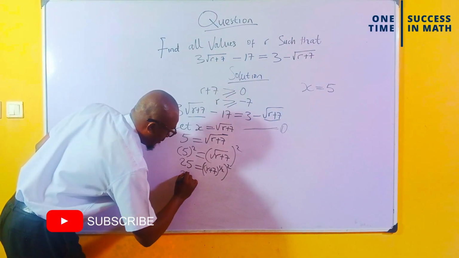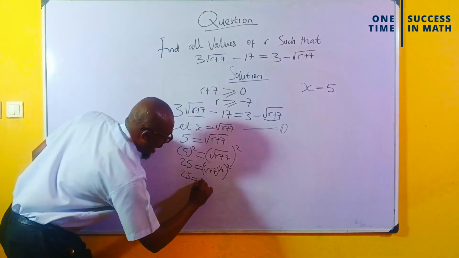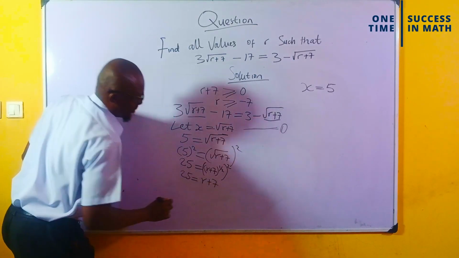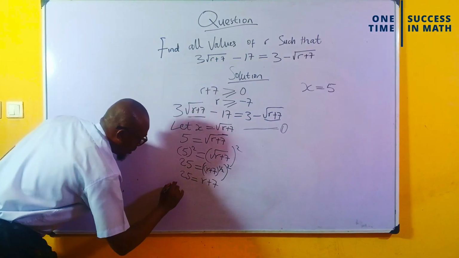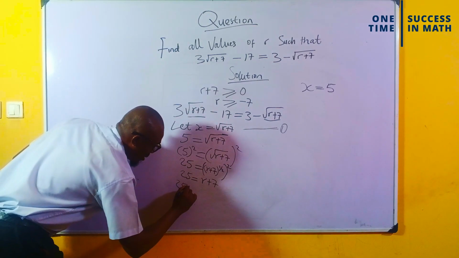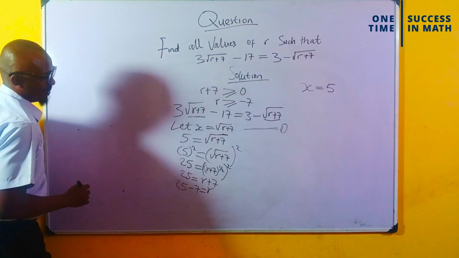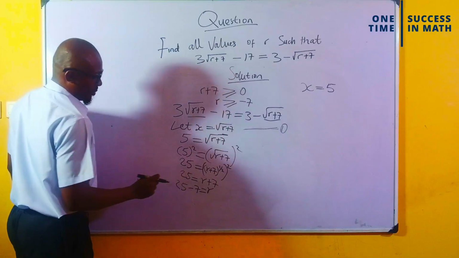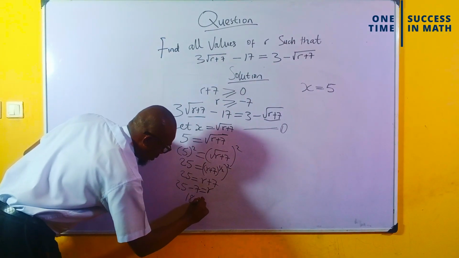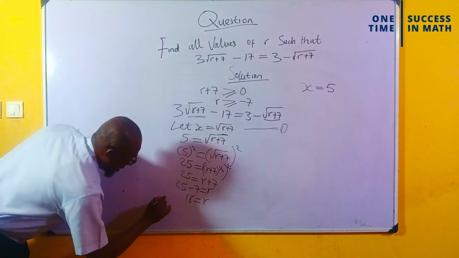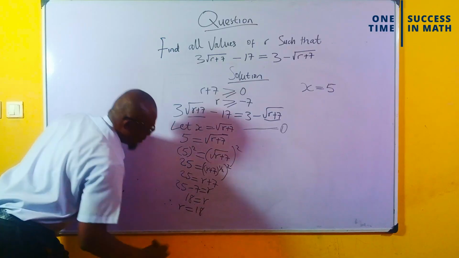So 25 will now be equal to r plus 7. We'll collect like terms. Isolate this r. 25 minus 7 will now be equal to r. 25 minus 7 is 18. So r equals 18. Therefore, we can say that r is equal to 18.